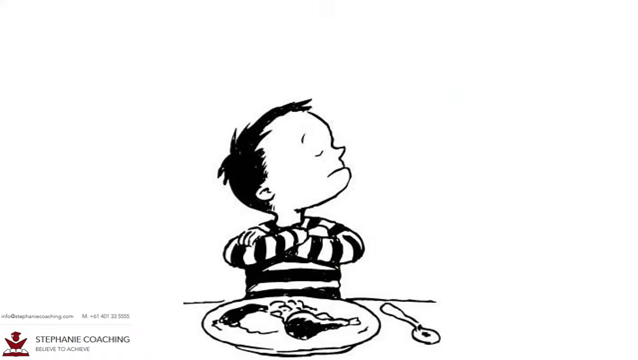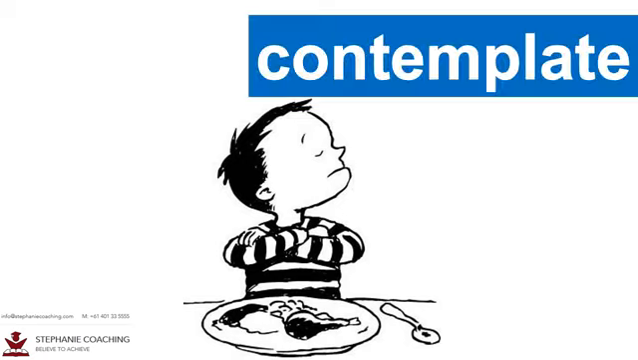Word number 3 is contemplate. When you contemplate about something, you look and think about it carefully. For example, Mum always tells me I'm a fussy eater because I contemplate about the food on my plate. Can you see the word plate in contemplate?